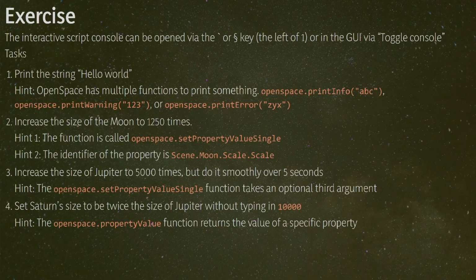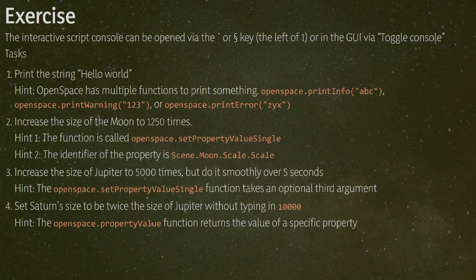OpenSpace set property values. Yeah, so first, this one needs to be a string, so we need a string marker around the scale. So the first argument of the set property value function is a string. And then one at the end.